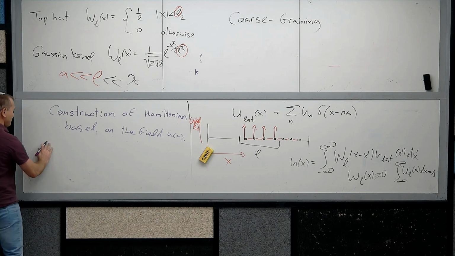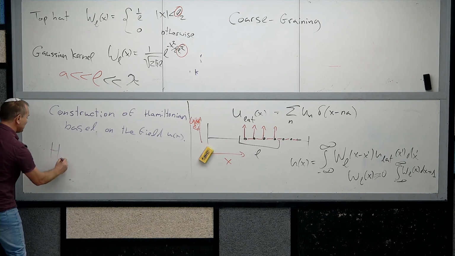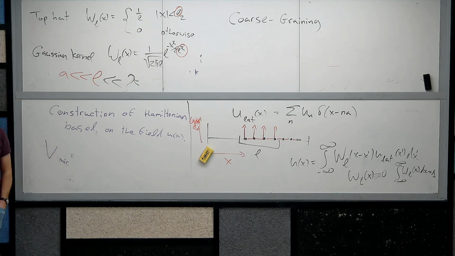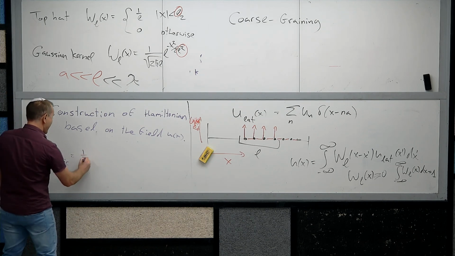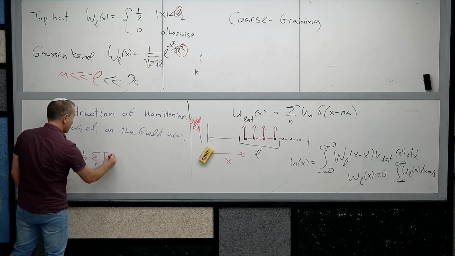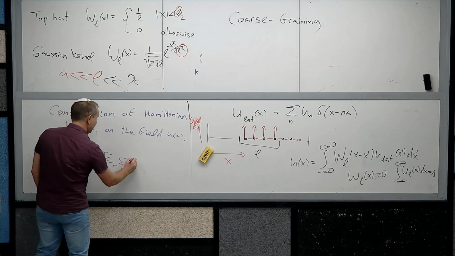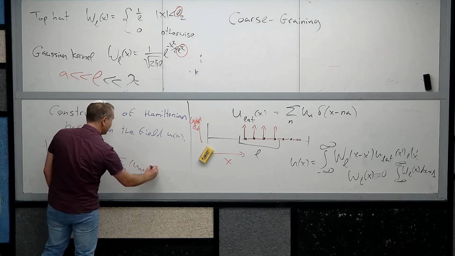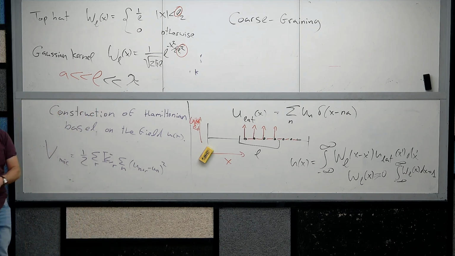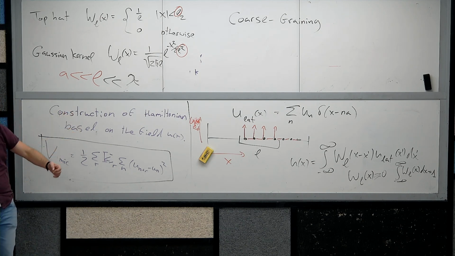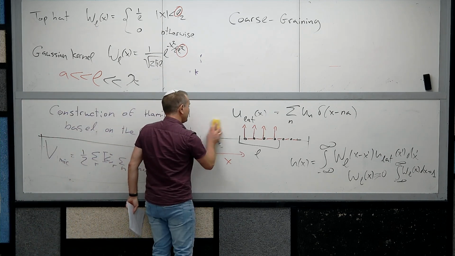So remember, beforehand my microscopical Hamiltonian, or the potential energy, was 1/2 a summation over r, k of r, a summation over n, and here I have u_{n+r} minus u_n squared. So all of this is known in the microscopical prescription. Now I don't know anything. I only know that I have this field u of x.